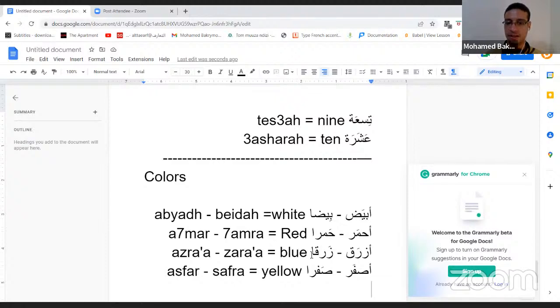Okay, the next one is iswid, and then the feminine form is soda. Iswid, soda. This is black. So iswid, this is the pronunciation of the masculine form, and then soda. Soda, like soda. Okay. So iswid, soda. This is black.